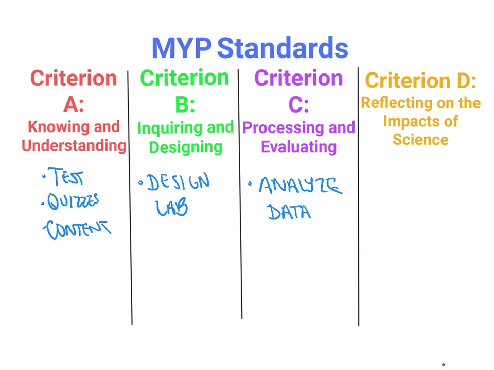All that stuff. And then criterion D is really the holistic piece of all this. It's reflecting on the impacts of science, so it's asking the questions, how is chemistry important in the real world? So those are the 4 things that you're going to be evaluated on in this course.